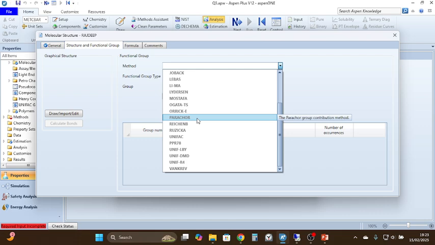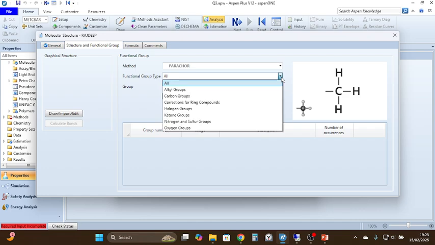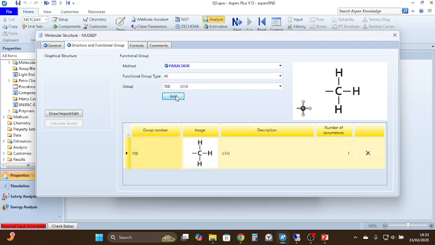So over here, I'm selecting this paracor group. Functional type, I'm going to keep it as all, and so here I am adding it. Okay.